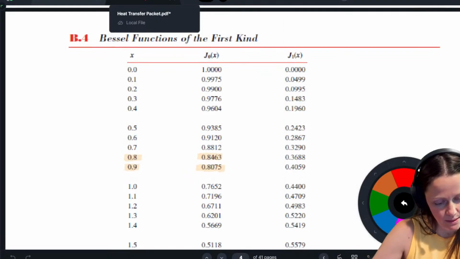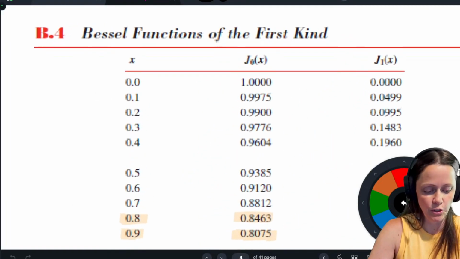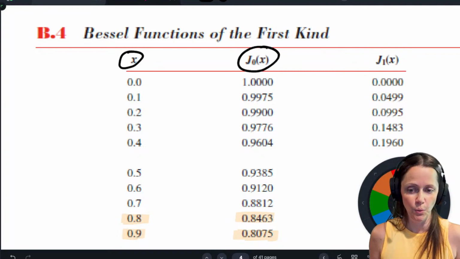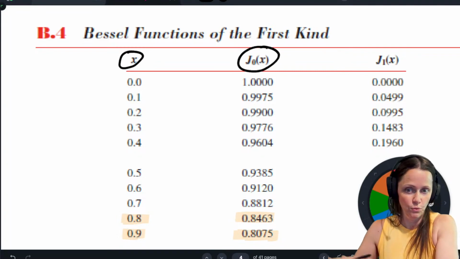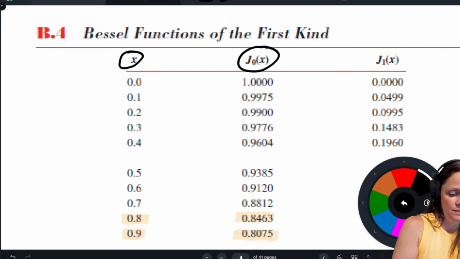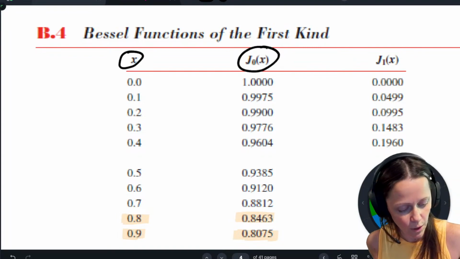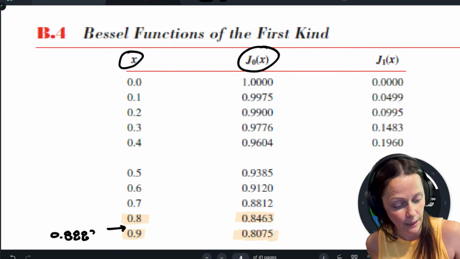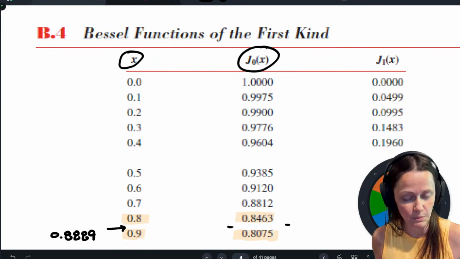Yes, so it's a function. You put this value in, it spits this value out. And you just have to say, well, for this given input, what's it going to spit out? So we were putting in 0.8889, and it was going to spit out something between those two.